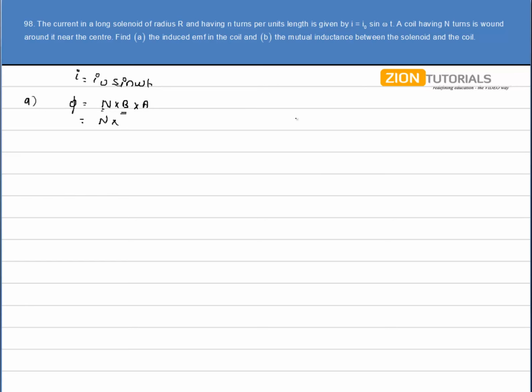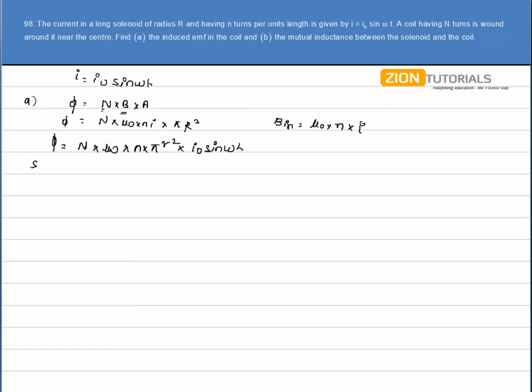Now in the solenoid we know that the magnetic field inside is given by μ₀ n I, where n is the number of turns per unit length and I is the current passing through it. So the flux is N times μ₀ n I into area, that is πr². Substituting the value of I, we have N n μ₀ πr² I₀ sin ωt.